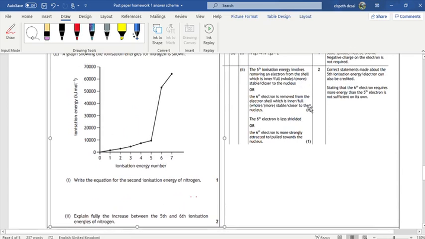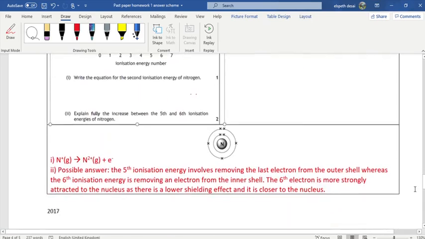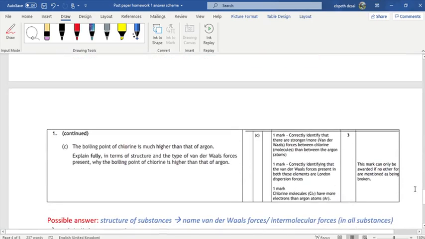So you're getting 1 mark for either this point or this point, and then 1 mark for either saying that the 6th electron is less shielded or not shielded because there are no inner shells, or that the 6th electron is more strongly attracted to the nucleus. Okay, I hope that makes sense. The final one that we're going to look at then is this one here.